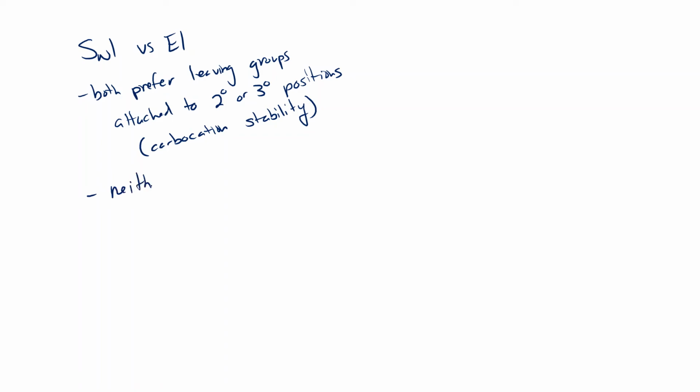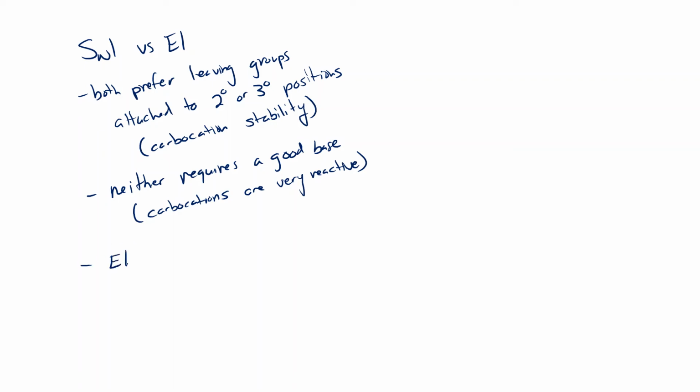Neither requires a good base. Right? So we don't have to have a good base to remove that hydrogen to make the pi bond. We don't have to have a good nucleophile to react with the carbocation in order to have the SN1 reaction occur. And the reason that they don't require a good base is that carbocations are very reactive. Right? Carbocations are not very stable, and so we don't need to have a good nucleophile or a good base to react with them, because pretty much anything will react with them.